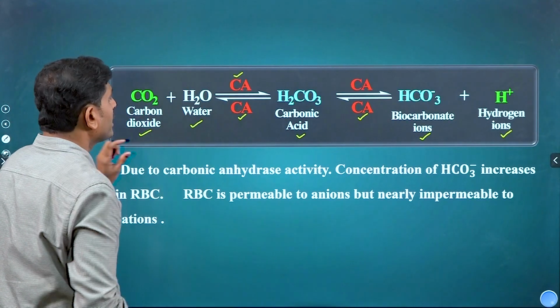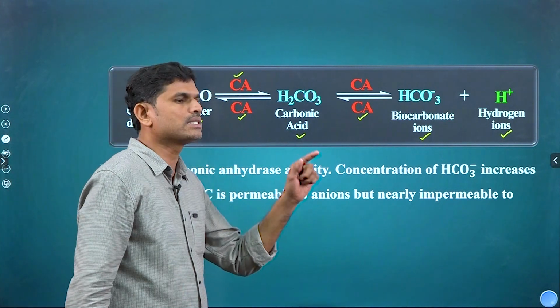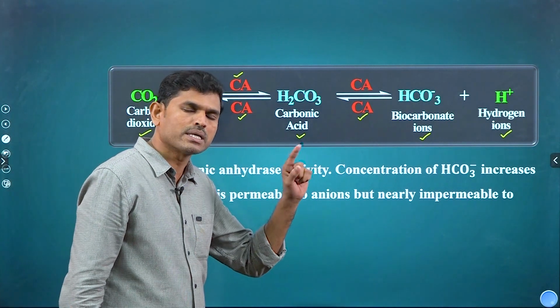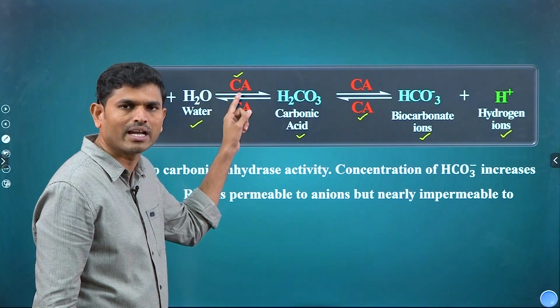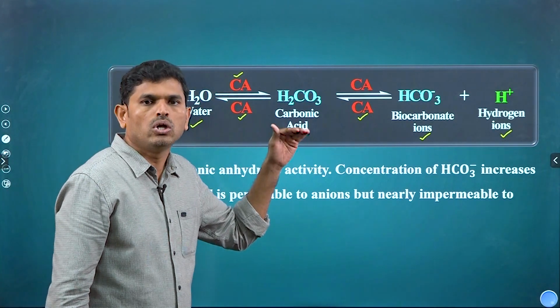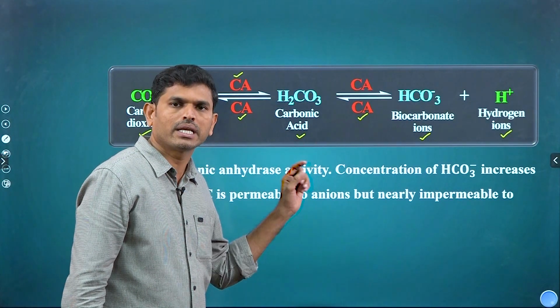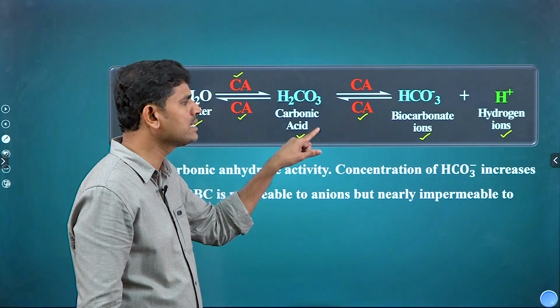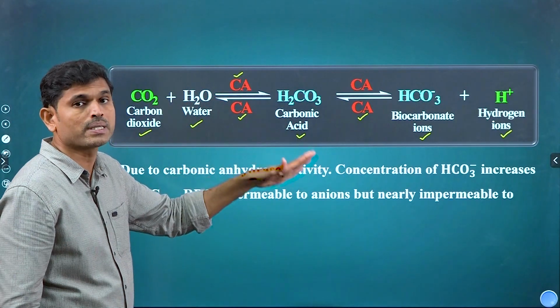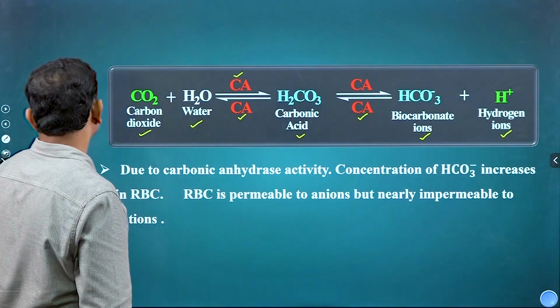So we can see that majorly 70% is transferred by RBC, and only 7% by plasma. This enzyme carbonic anhydrase is low in quantity in blood plasma, but in RBC it is hundreds of times greater. That's why RBCs can carry 70%, hundreds of times greater than the plasma.